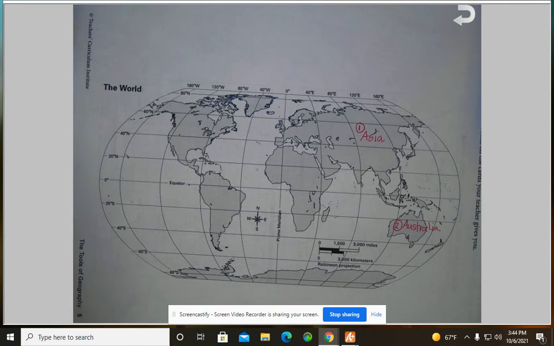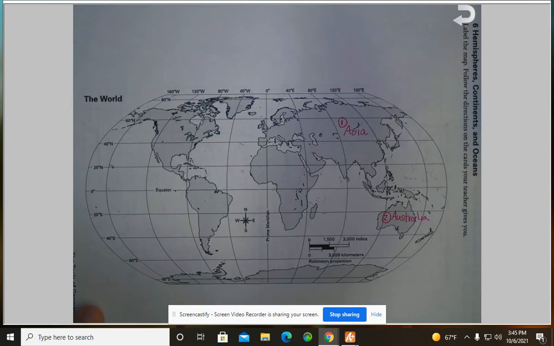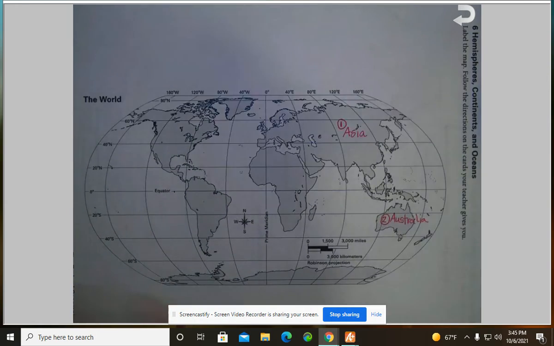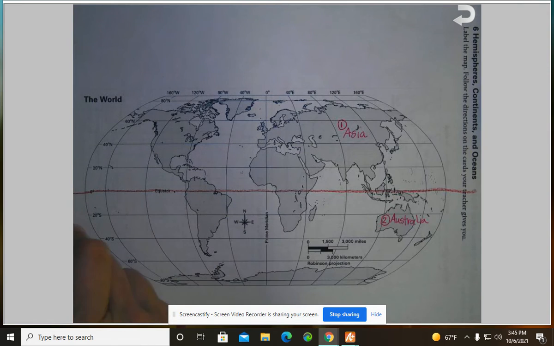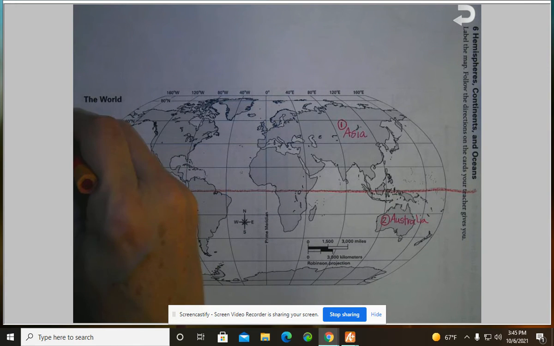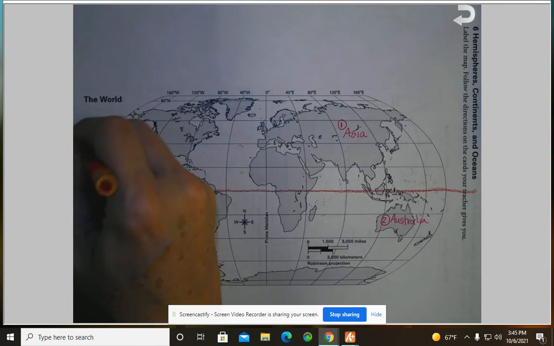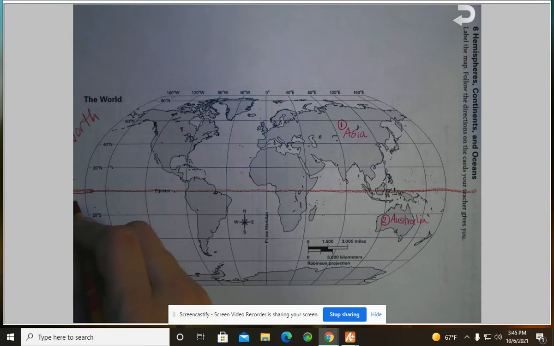For number 3, locate the United States. Within its borders, label the 2 hemispheres in which it is located. So before we do this one, I like to divide the world into the hemispheres. So we're going to mark the equator because everything above is the north and everything below the equator is south.